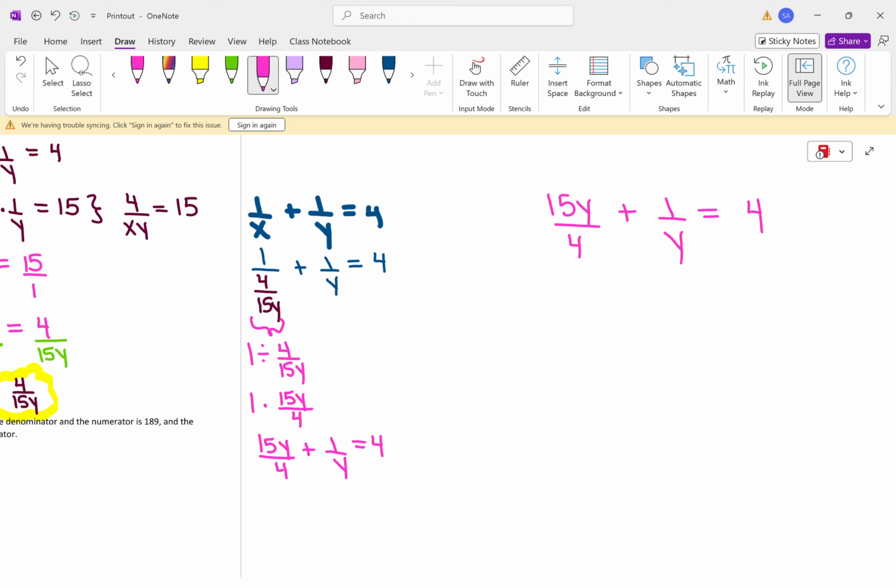Okay, so now I want to solve this equation. I don't want to deal with the fractions. So since it is an equation, I'm allowed to eliminate the denominator. How do I eliminate the denominator? Multiply everything by 4y. Excellent. We're going to multiply everything by 4y.